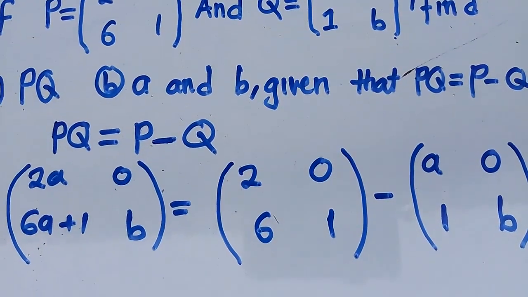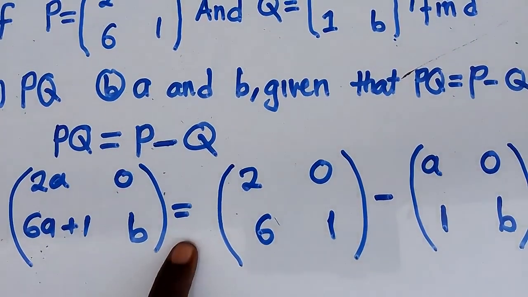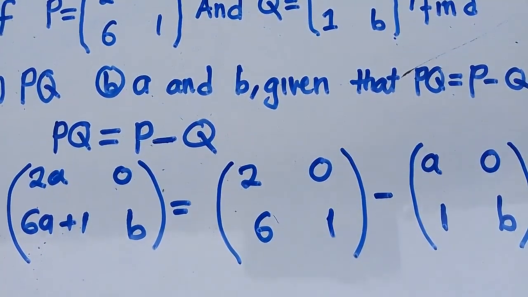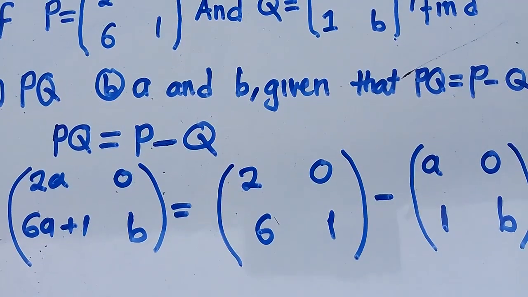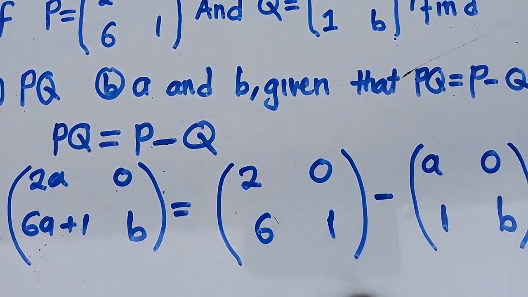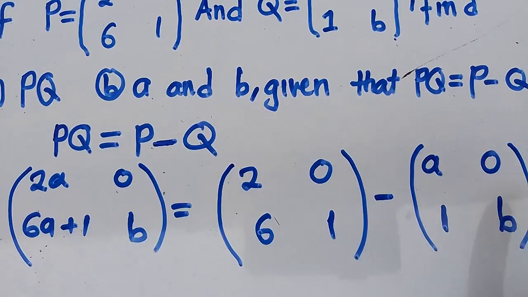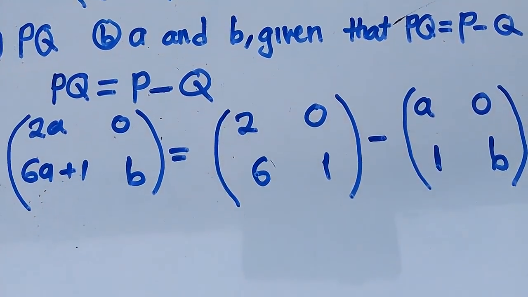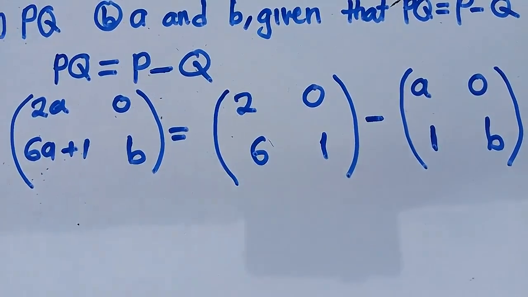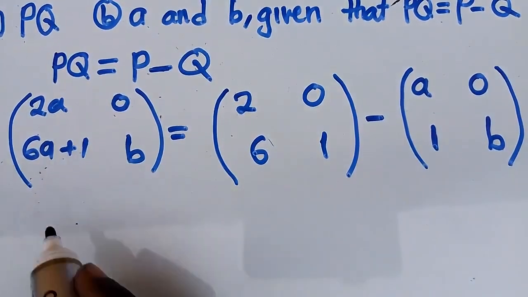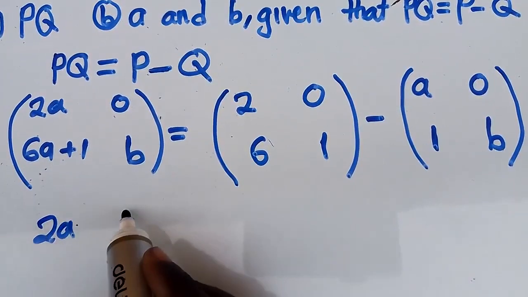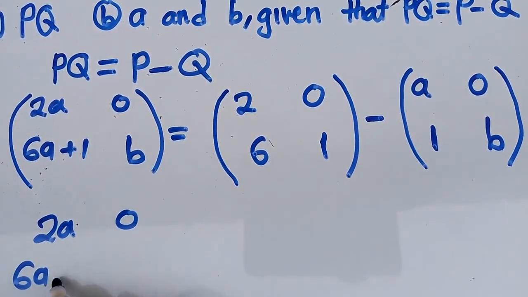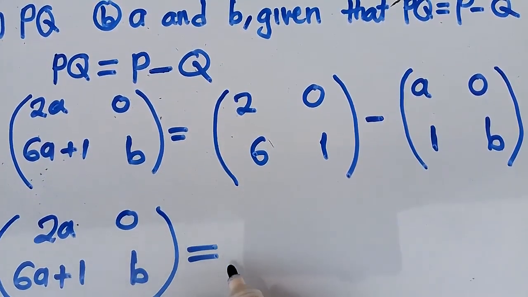If someone asks why I am saying that this is an equation, it is because of that equal sign. Whenever there is an equal sign, then that is an equation. So this is the equation that we formed. We want to solve this equation because we want to find the value of A and B. So this one will maintain 2A, 0, 6A plus 1, then B here, which is equal to.